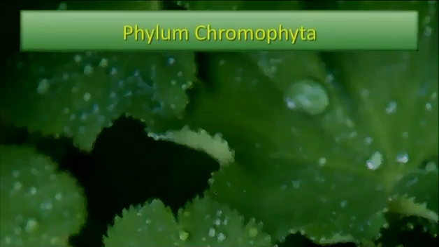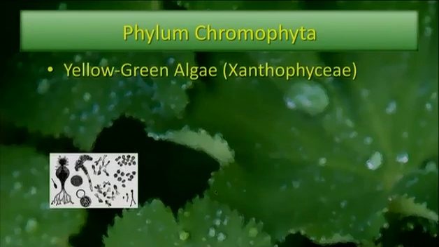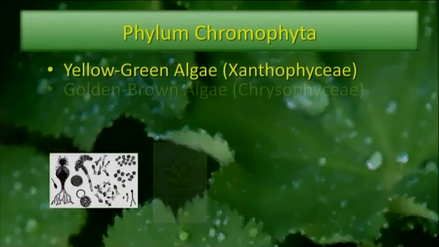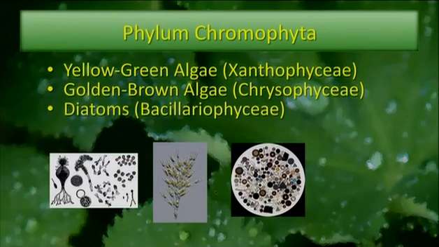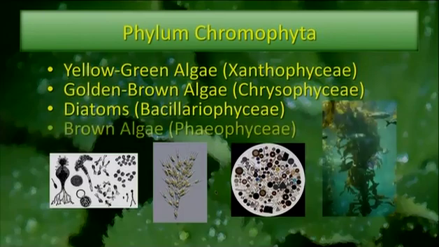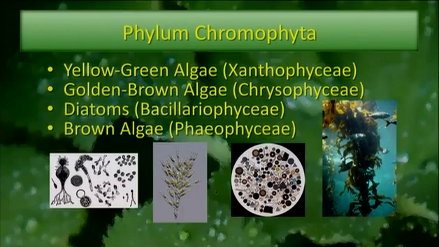Now we move on to another phylum. That was a long one on the Chlorophyta. So we move to the phylum Chromophyta. They include the yellow-green algae or the Xanthophyceae. When something ends in -ceae, that means a family, and -phyta means division or phylum. Then the golden brown algae or the Chrysophyceae, the diatoms or the Bacillariophyceae, and the brown algae, or the Phaeophyceae.